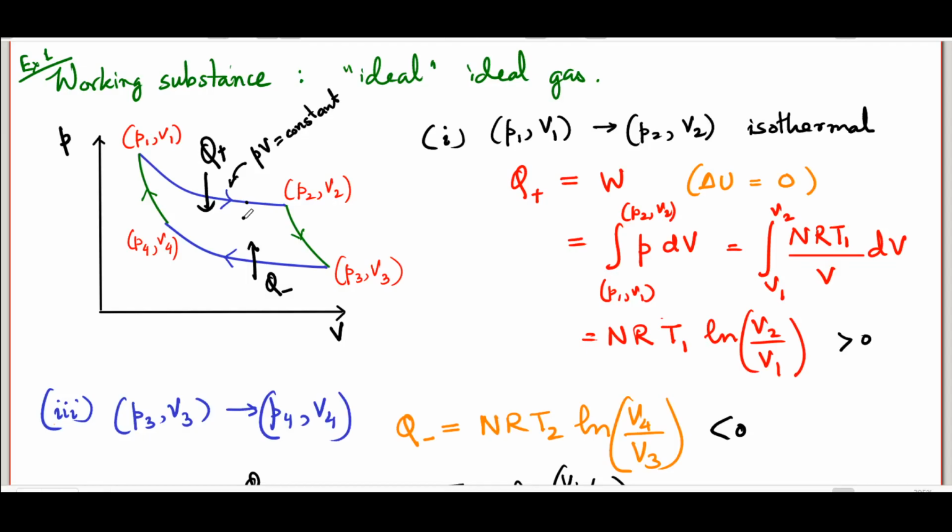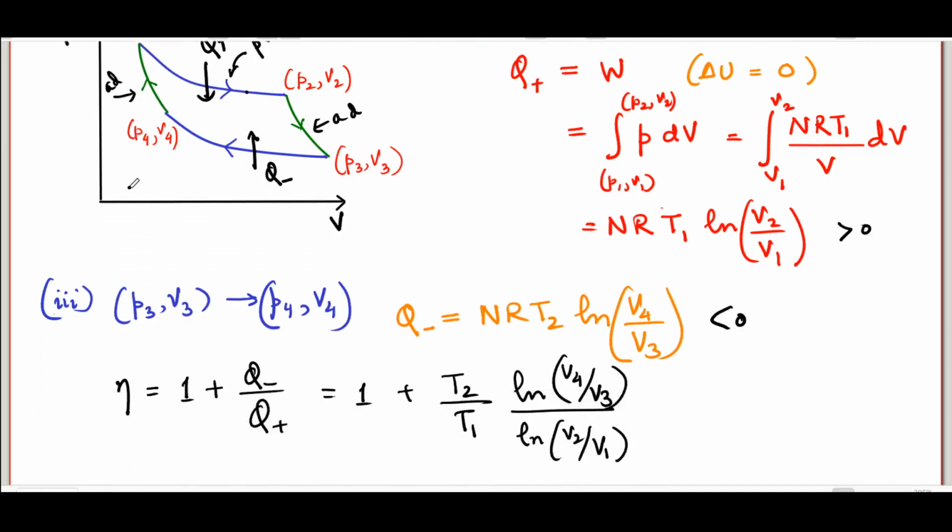Now that we have Q plus and Q minus, and note that these are the only two heat terms that we need to calculate, there being no other heat exchanges here because it's adiabatic, or here because it too is adiabatic, what we end up with is an efficiency given by 1 plus Q minus by Q plus, which is simply 1 plus T2 by T1 into log of V4 by V3 by log of V2 by V1. Now this looks like a reasonably simple expression, but still not a very simple expression.